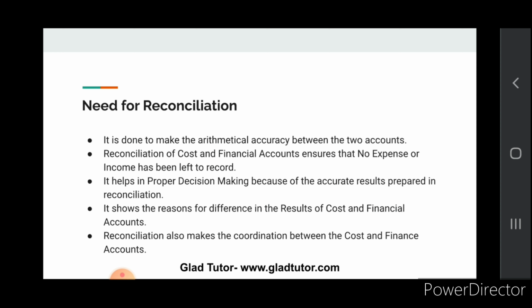The first reason, or you can say first need, is that it is done to ensure arithmetical accuracy. That is a very valid point, because arithmetical accuracy is very important. And the next one is it is done to ensure that no expense or income is left unrecorded. It helps in proper decision making because of the accurate results prepared in reconciliation. It shows the reasons for the difference in the results, and it also makes coordination between the cost and financial account. So these are the needs for the reconciliation of cost and financial accounts.